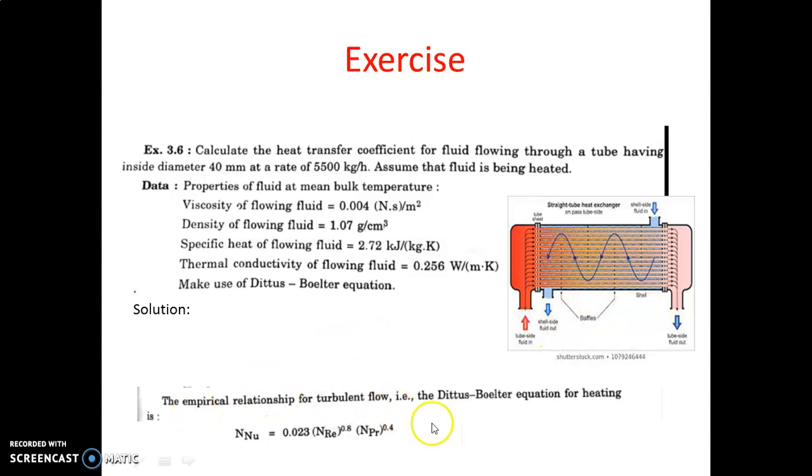There are 2 types of empirical equations given in the book. One is the Dietz-Boelter equation, and another one is the Sieder-Tate equation. The Sieder-Tate equation is applicable for both laminar and turbulent flow. But here we are going to discuss the Dietz-Boelter equation. The Dietz-Boelter equation is given here: Nusselt number is equal to 0.023 into Reynolds number to the power 0.8 multiplied by Prandtl number to the power 0.4.